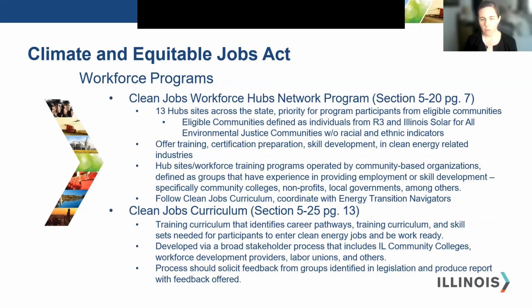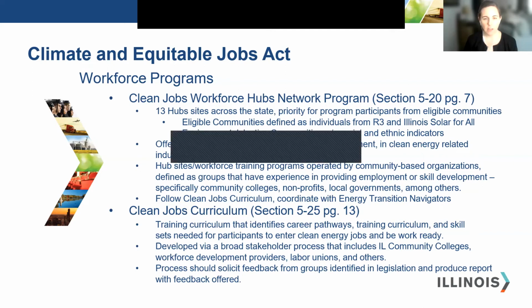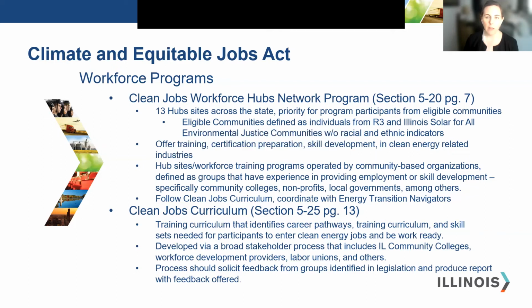R3 communities are those established by the cannabis law, and they represent areas that typically have economic disadvantages. The programs can also provide training to displaced energy workers, individuals that have faced employment barriers, and others. But the priority is the individuals in those R3 and Illinois Solar for All environmental justice communities. The 13 hub sites or workforce training programs will be operated by community-based organizations, defined as groups that have experience in providing employment or skill development. And the hubs can also contract out aspects of hub performance.